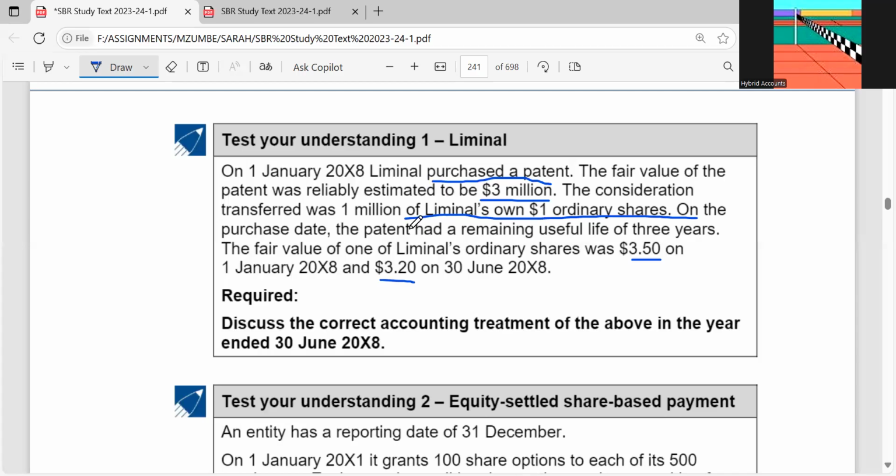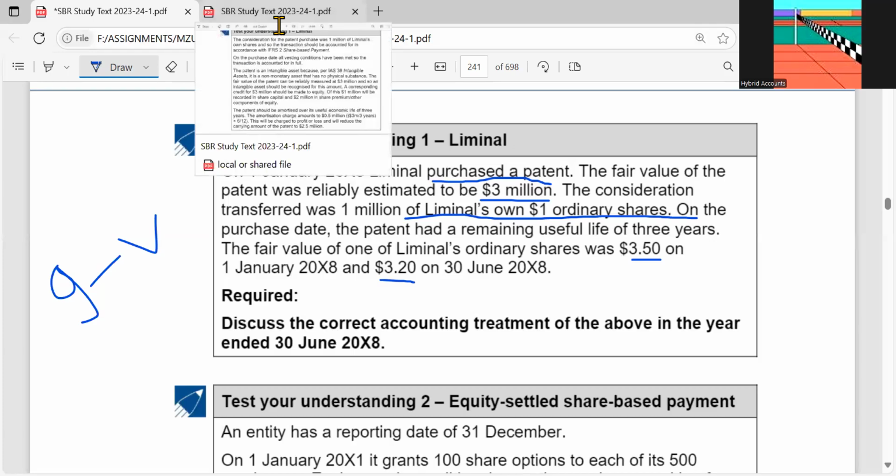Now you can see, on 1st January, the patent was purchased directly there. So if you ask, is there a difference between the grant date and vesting date? We say there is no difference, it's just the same date. This is an example of vesting that occurs immediately. All right, let's go to this solution. We need to discuss the correct accounting treatment of the above in the year ended 30 June 20X8, 6 months later. Okay, so let's go and see.